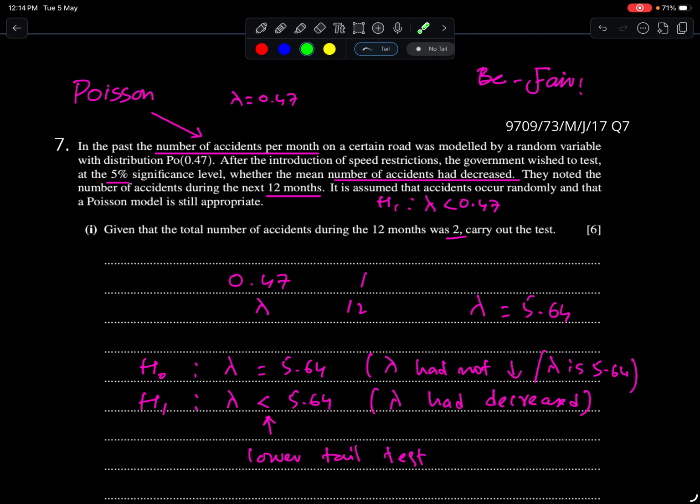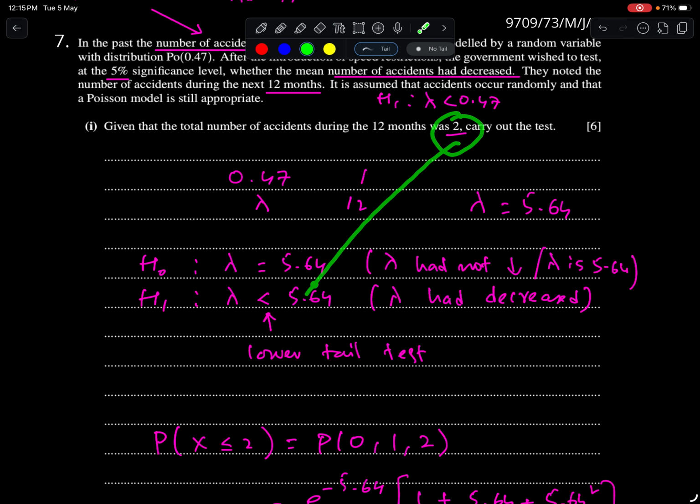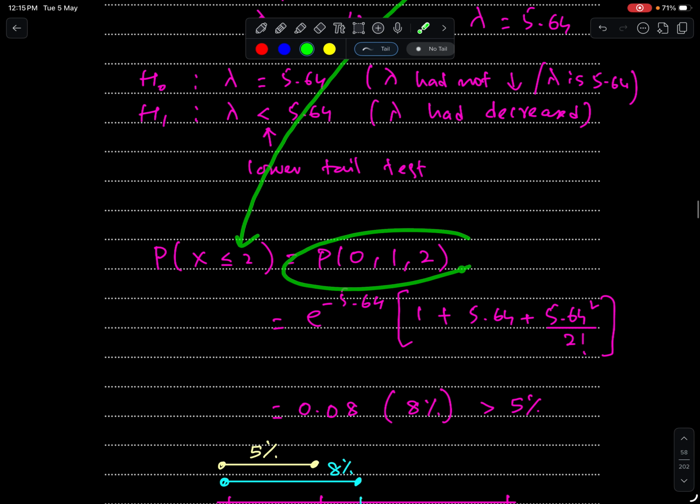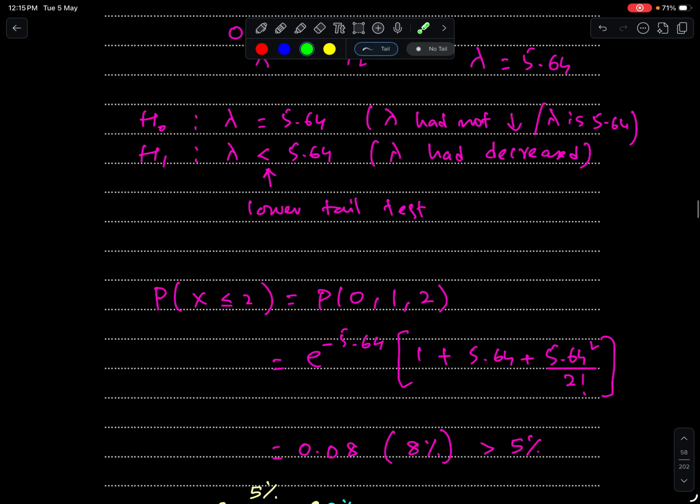So get the correct value of lambda. This is for per month, and here we have to do it for 12 months. So lambda is 5.64. Lesser sign means a lower tail test. Test value is always inclusive. This is 2. Get this probability. This is 8%. Compare this with 5%. 8% is outside the critical region. So accept H0. Insufficient evidence to conclude that lambda had decreased.